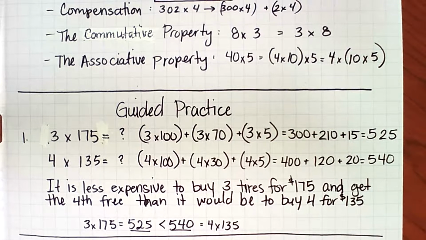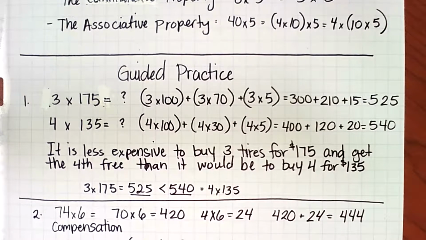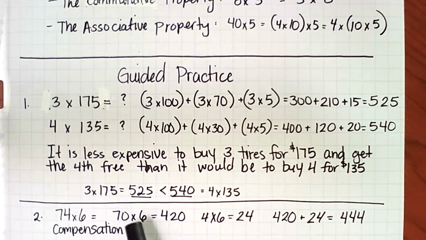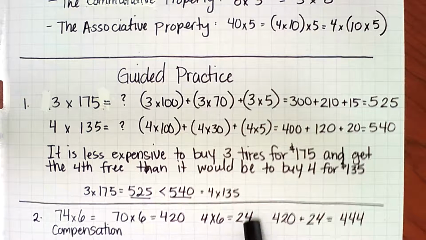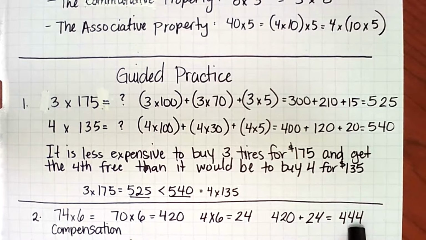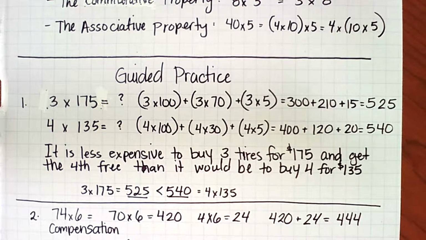Now for numbers 2 through 5, it says choose a strategy. For number 2, they had 74 times 6. I used compensation for this one, and I changed my 74 into 70. So 70 times 6, I know 7 times 6 is 42, so 70 times 6 is 420. And then that remaining 4 times 6 is 24. I added those parts together and found that my actual answer is going to be 444.